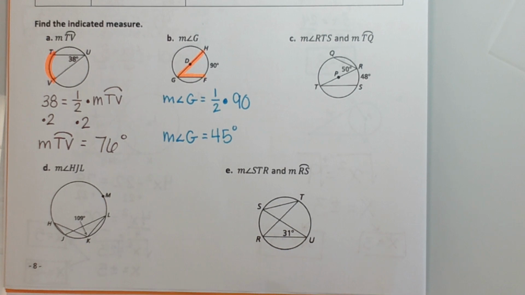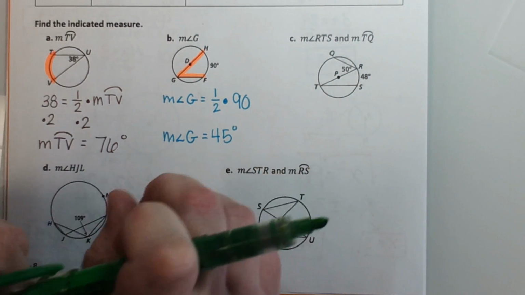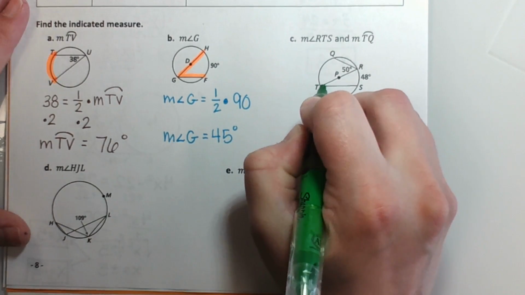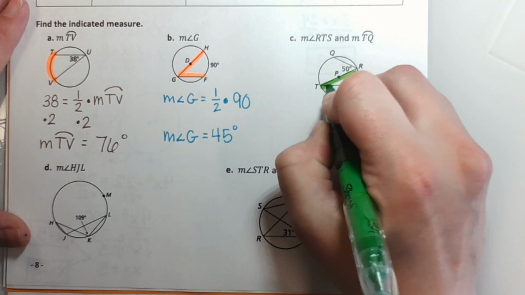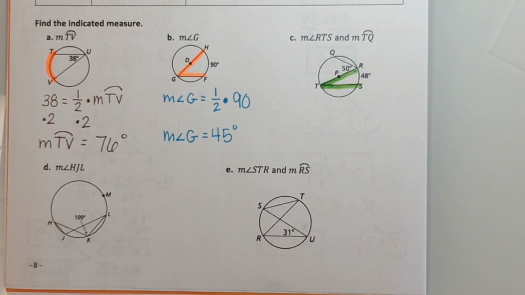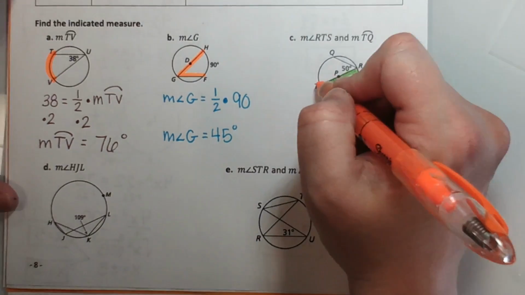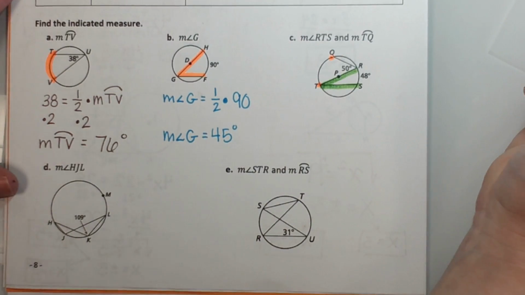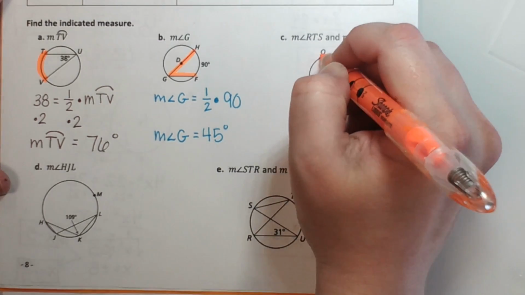Next problem. I want the measure of angle RTS. Okay, there's R, there's T, there's S. T is the vertex. Go towards R, go towards S. I want that angle. And I want the arc TQ. Start at T, end at Q. Short way or long way? Short way, because it's only 2 letters.